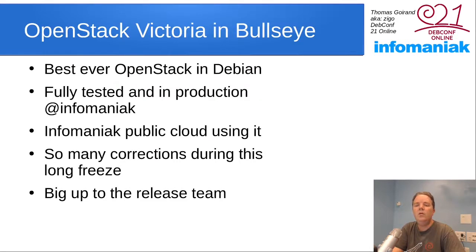Overall, I'm convinced that OpenStack Victoria, as in Bullseye, is the best release of OpenStack that I ever made in Debian. Why that? It's because thanks to putting everything in production at Infomaniak, we did a lot of testing in real production. The Infomaniak Cloud is using Bullseye plus Victoria, as you may find it in the official repository. As you know, the freeze of Bullseye was really, really long. And thanks to the release team, I've been able to do all the updates I wanted to happen before the final release. So I'd like here to thank a lot the release team for all the patience and the help they've provided.